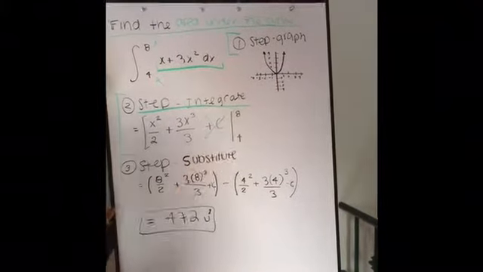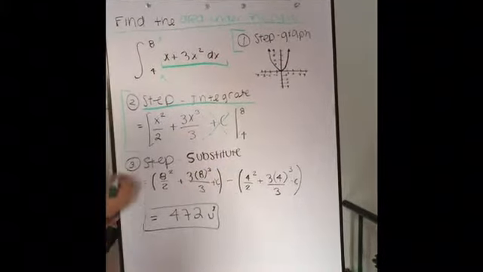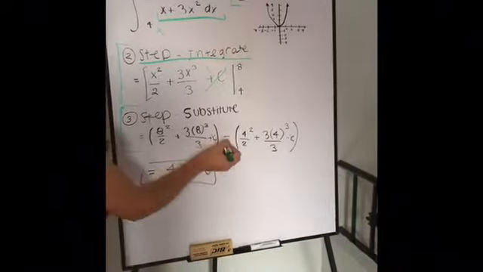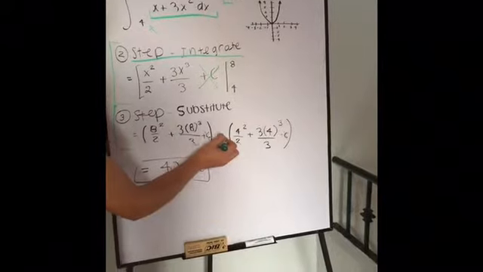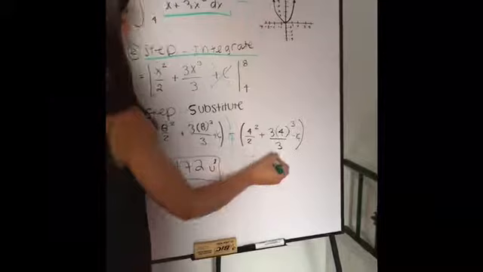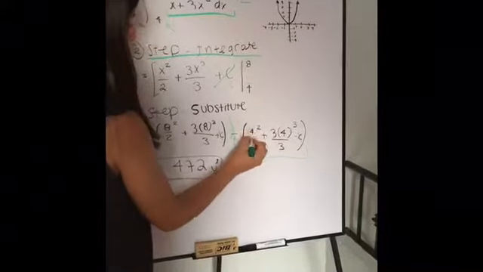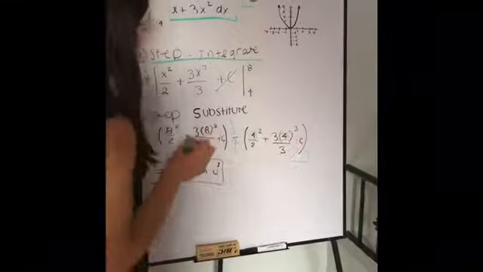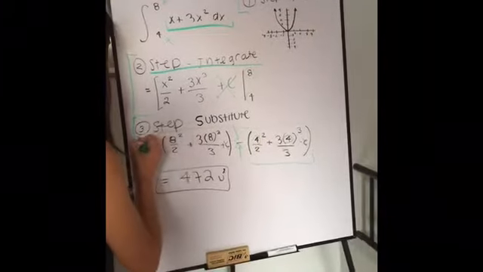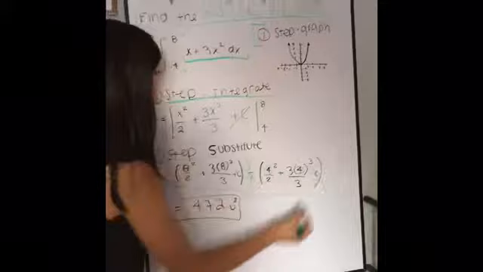In step 3, we have to substitute the limits into the x, and then make the difference between the limits. Finally, doing the difference, we have our result, that is 472 u squared.